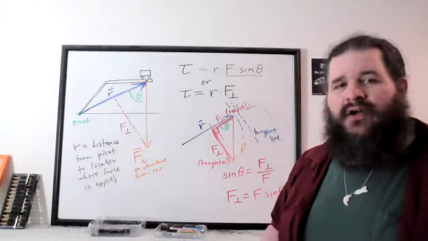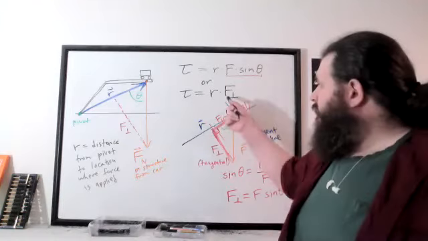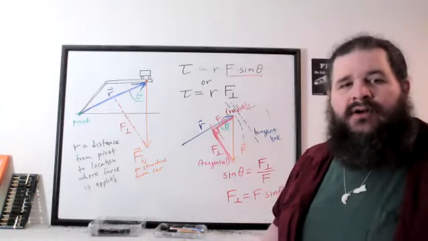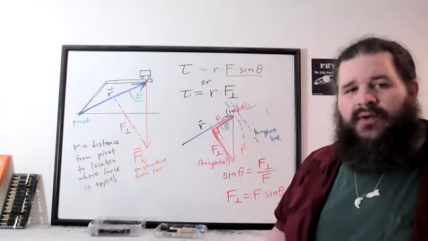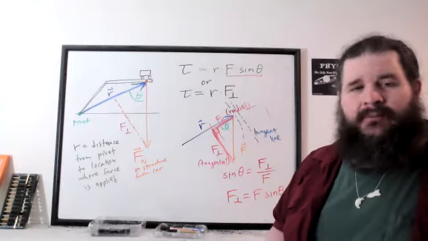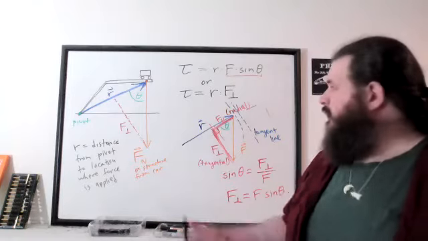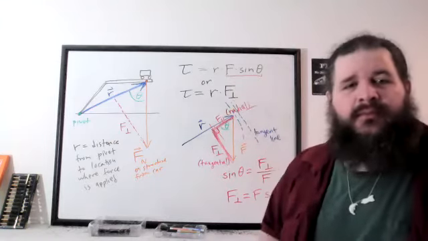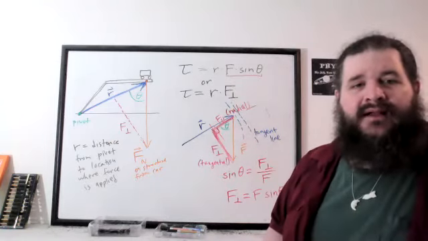So if the angle is already 90 degrees, you can just multiply radius times force. Or if there's some reason why you're already going to be splitting the force into components, and one of those components is perpendicular to the radius, then you can just multiply the complete radius times the component of the force that's perpendicular to the radius. And that'll tell you the torque.